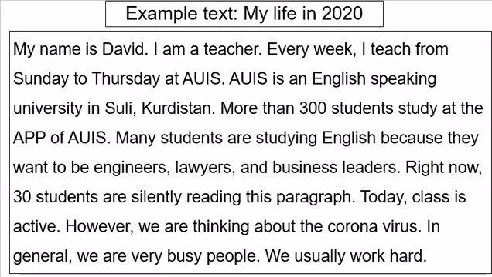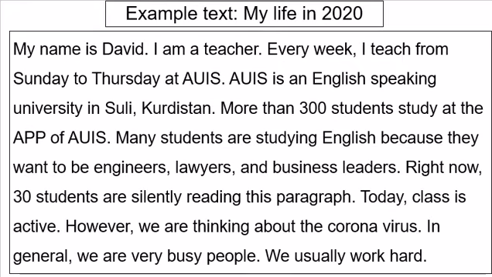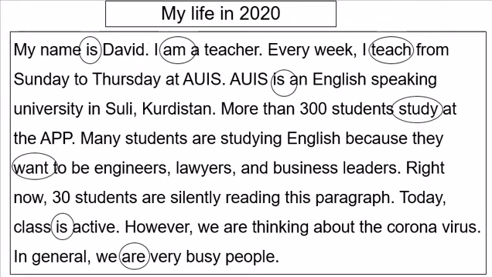Okay, to check your work, let's circle the present simple verbs that we see, and we can share how do we know that it's present simple, okay? So here's our paragraph again, and I'm going to circle the present simple verbs. How did you get the same ones? Here you go. Okay, so these are the circled answers. These are the verbs.